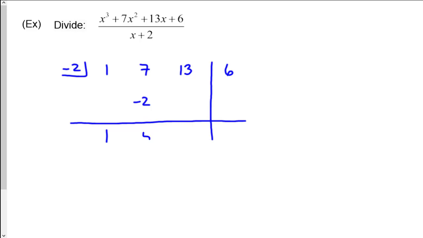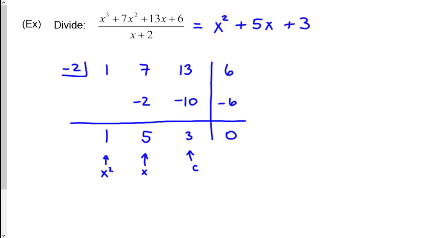So bring the 1 down, multiply the 1 by negative 2, so that's negative 2. 7 minus 2 is 5. 5 times negative 2 is negative 10. 13 minus 10 is 3. 3 times negative 2 is negative 6. And when we add these together, the result is 0. So I have a remainder of 0. So what this means is, this is my constant, this is times x, and this is times x squared. So this polynomial divided by x plus 2 gives me x squared plus 5x plus 3.